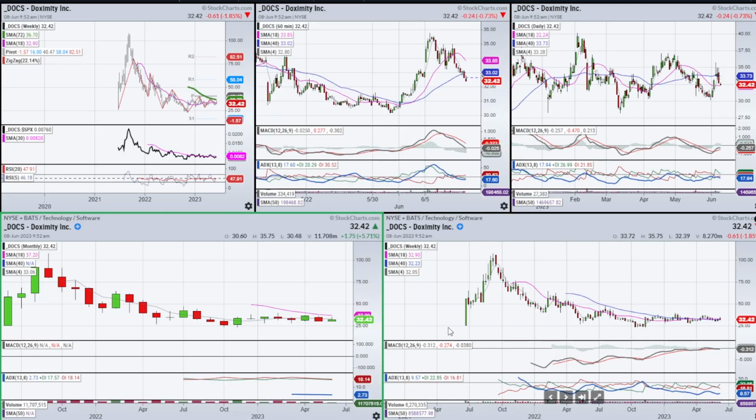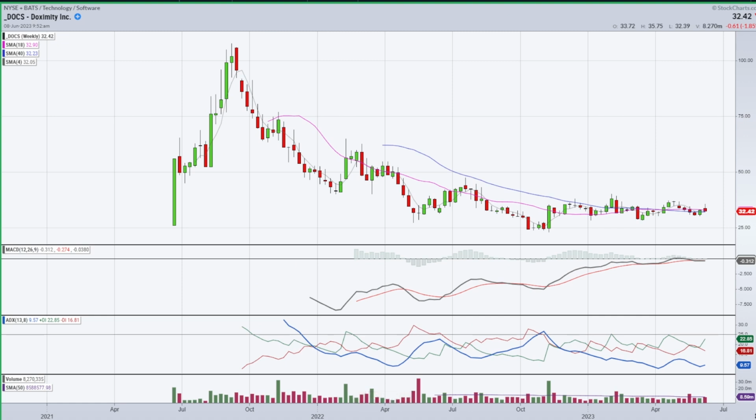Okay, let's look at Dox, a name we haven't talked about in quite a while. I think we can focus in on the weekly chart because if you think about the Marty Zweig cycle work, right? We've gone through a stage 4 decline, and now we're in a stage 1 base. And I think this is a late stage 1 base.